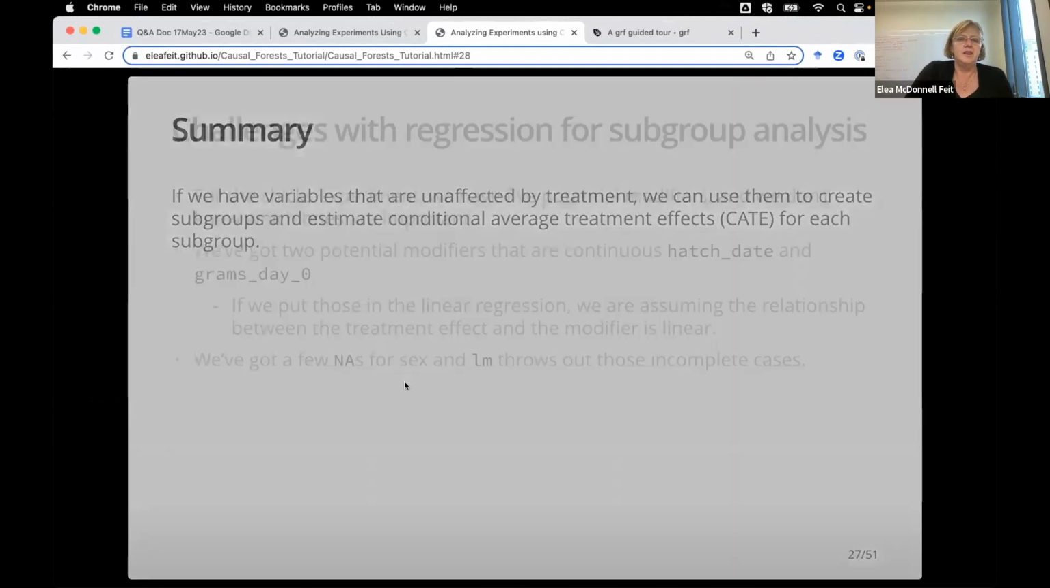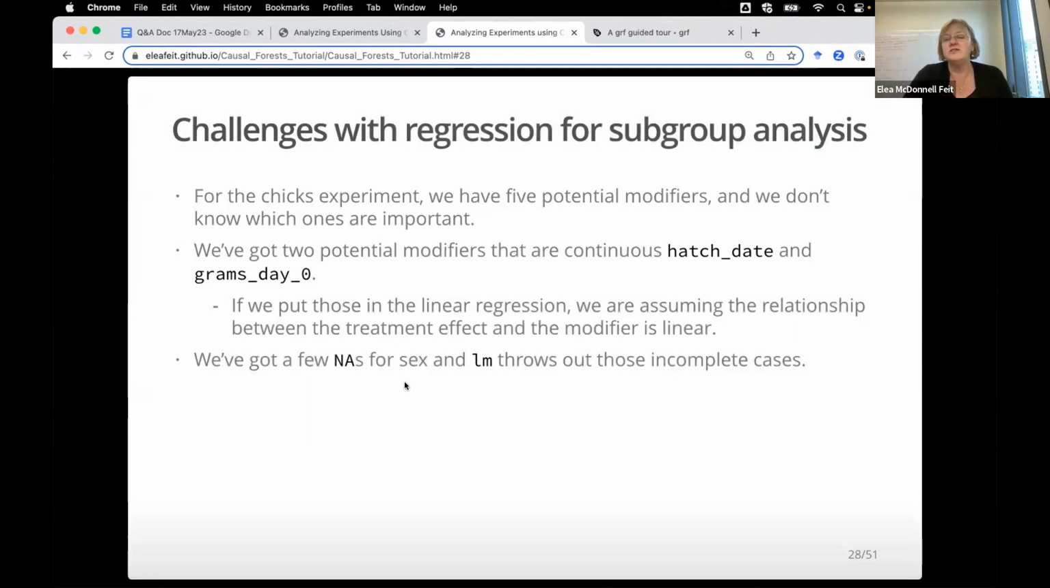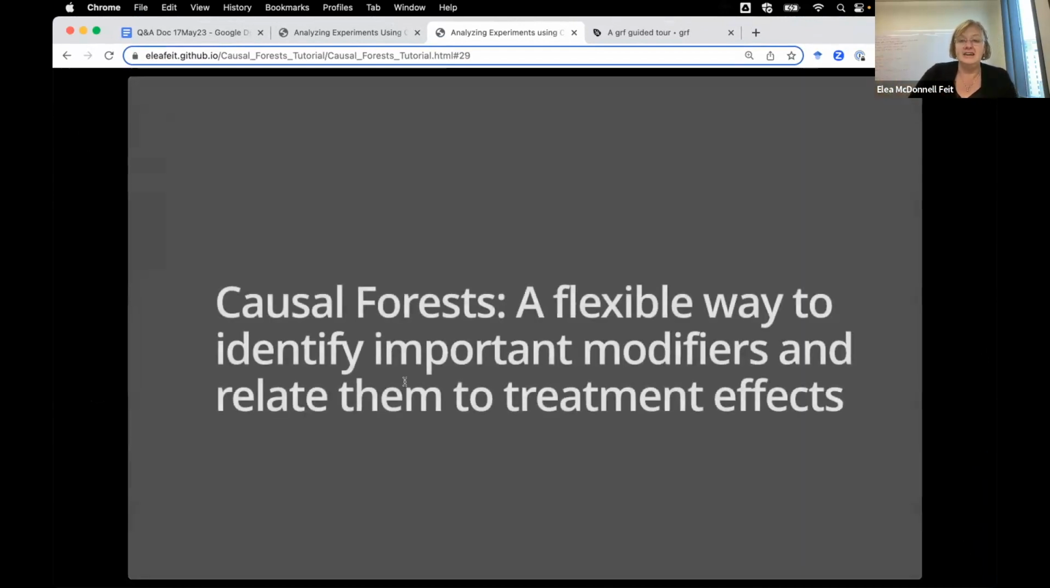All right. So this slide with the challenges with using linear regression for subgroup analysis was kind of my motivation for why we want to look at causal forests. Causal forests are going to give us a way to identify important modifiers, even when we have a whole bunch of them that we need to sift through. And it will give us a way to relate those modifiers to treatment effects, so that we can say, this is the relationship between the treatment effect and this modifier. This is what the treatment effect is for this particular subgroup.